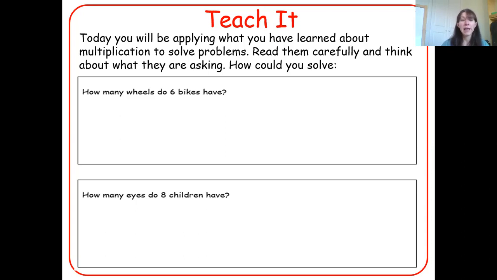So the first one is 6 lots of 2 for our bikes. And the second one is 8 lots of 2 for the children and their eyes. So have a go, and then I'll help you and see if you got it right. Okay, I'm just going to stop sharing my screen then.